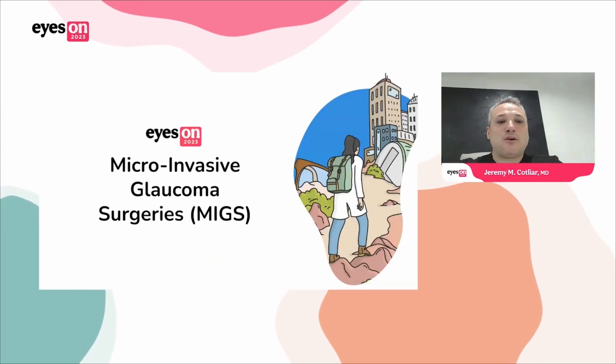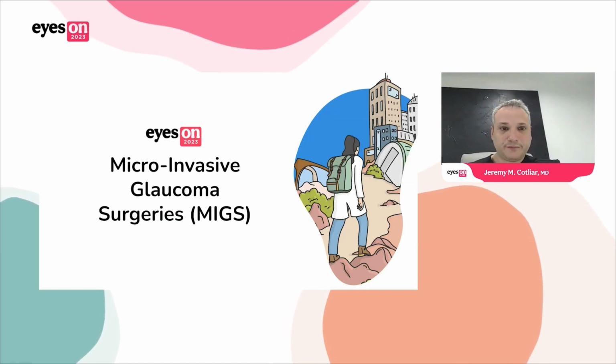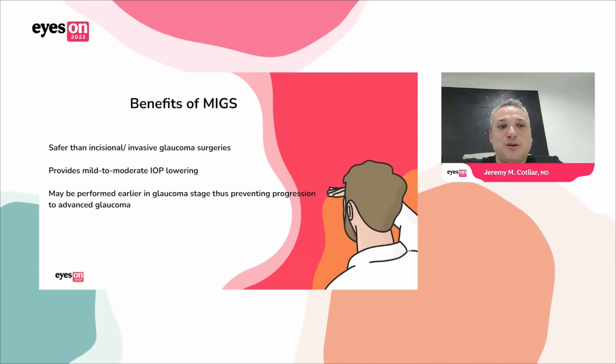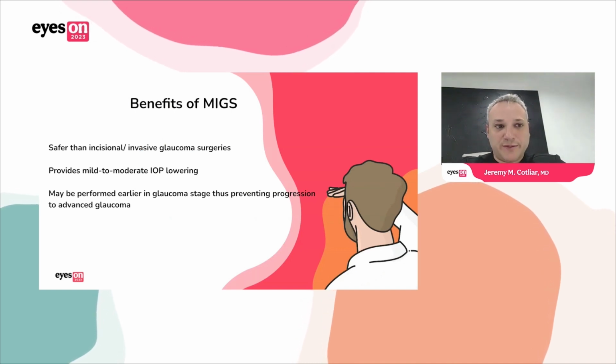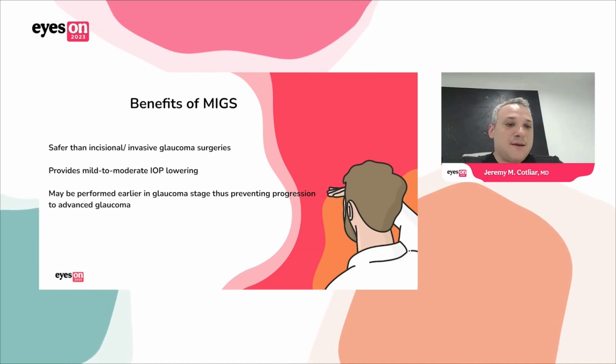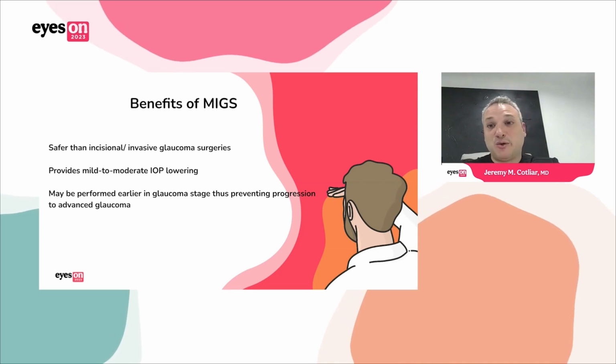Now we get into the micro-invasive glaucoma surgeries, the MIGS procedures. The benefits of MIGS: safer than incisional or invasive glaucoma surgeries, provides mild to moderate IOP lowering, may be performed earlier in glaucoma stage and thus prevents the progression to advanced glaucoma.